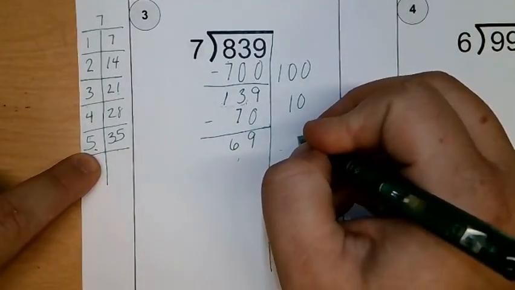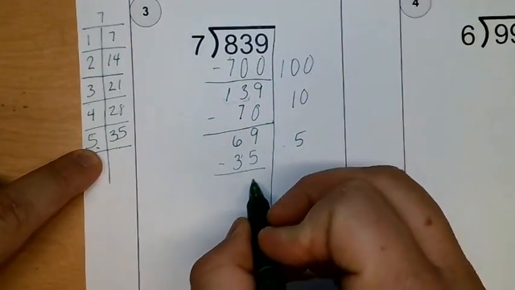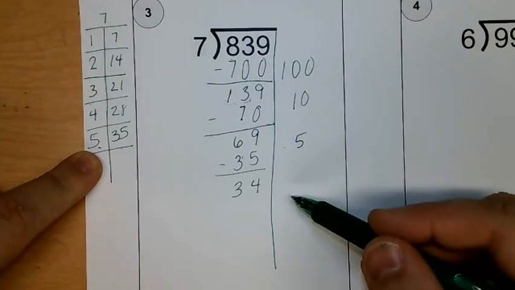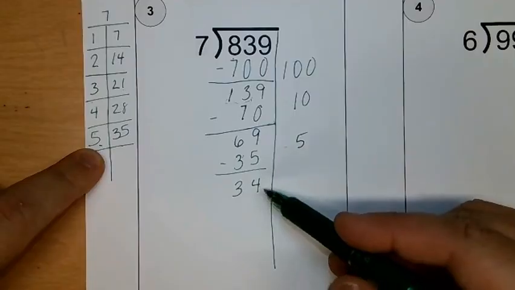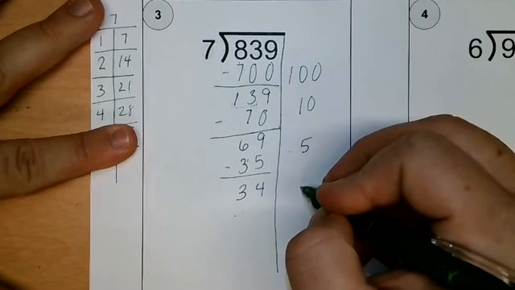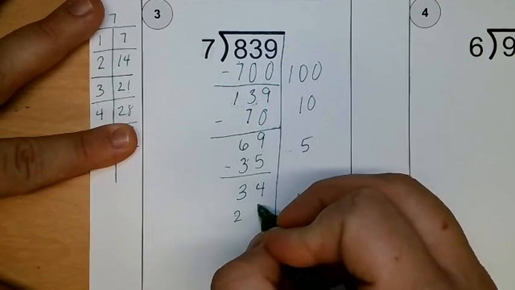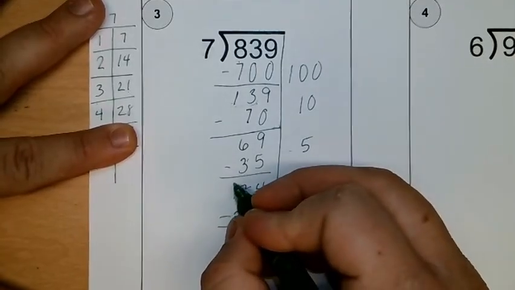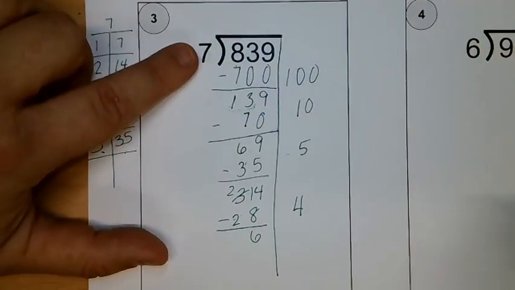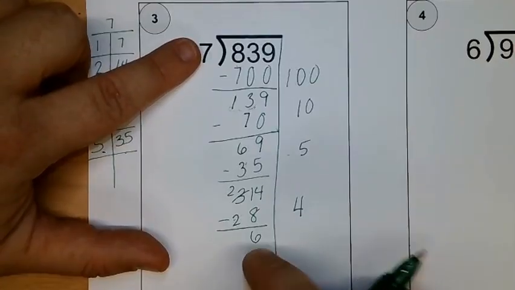Well, I've got 69, so I'm going to go ahead and do my 5. So 7 times 5, we just said, is 35, and that should take a good chunk out of this, right? So now we're down to 34. Can I multiply by another 5? Well, the answer is no, because 35 would be larger than the 34. So let me go up 1. I'm going to do 7 times 4. 7 times 4 is 28. And when I subtract, I've got 6 left over, and 6 is smaller than my divisor. The answer down here is smaller than my divisor, so I know that I'm done.